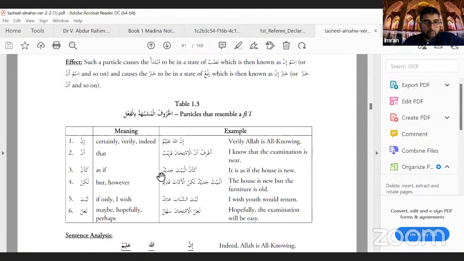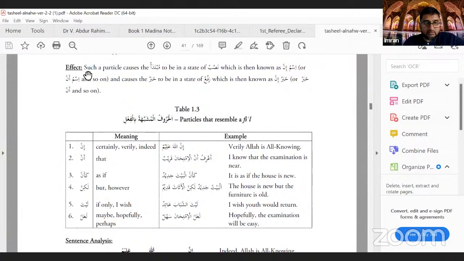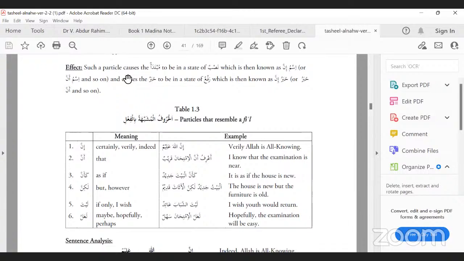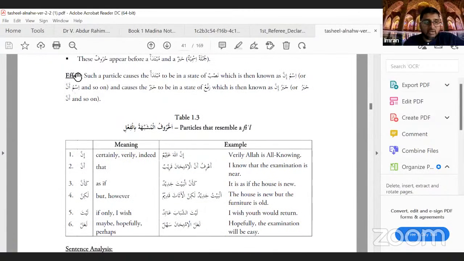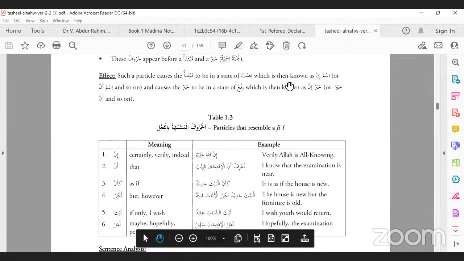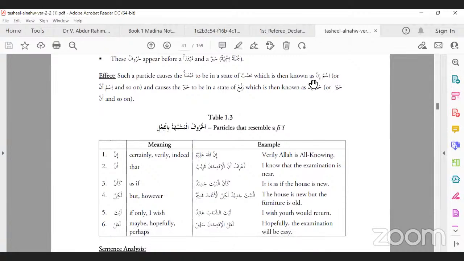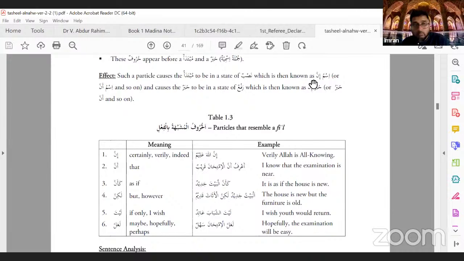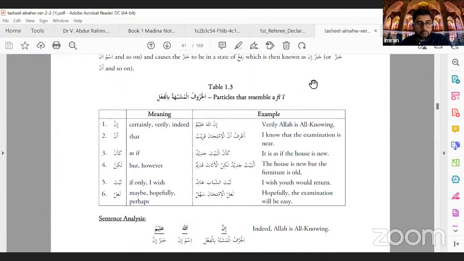Sister Batul, can you finish off the effect? Yes, Sheikh. So number 3, the effect. Such a particle causes the mubtada to be in a state of nasab, which is then known as ism of inna, and so on, and causes the khabar to be in the state of raf, which is then known as the khabar of inna, and so on. Correct.